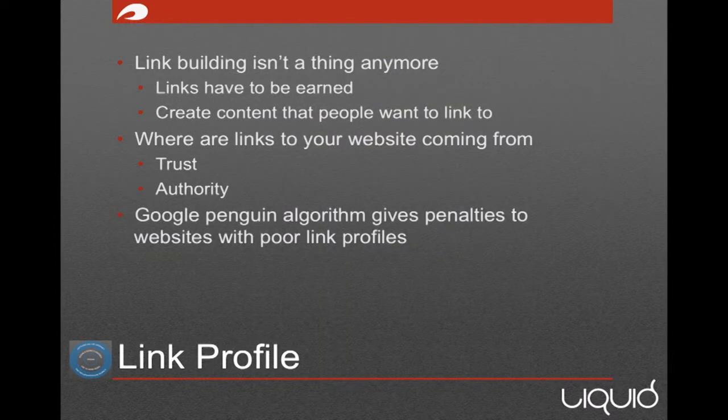The Google Penguin algorithm actually gives penalties to websites with poor link profiles. And that goes both ways. You can either have a bad incoming link profile, or you can be a site that gives out a bunch of bad links, which is also a bad thing, and you can be penalized for that.